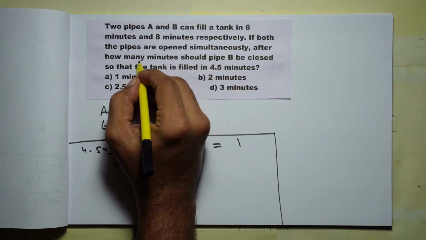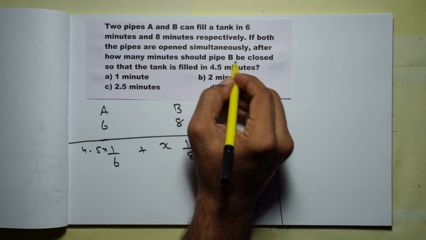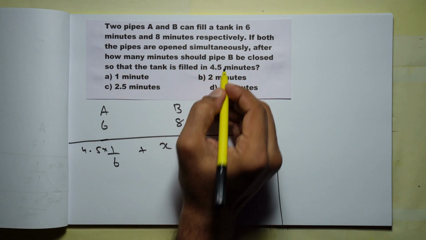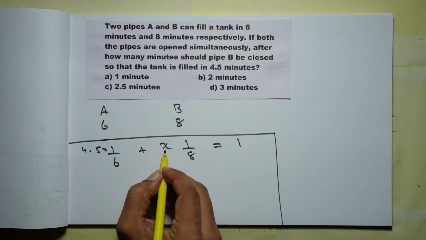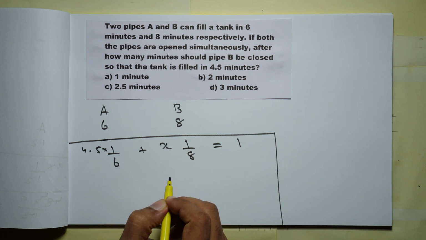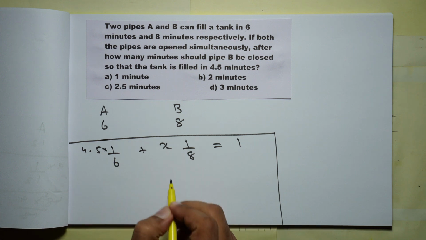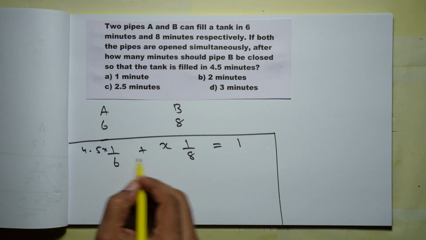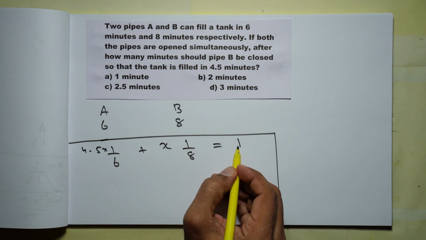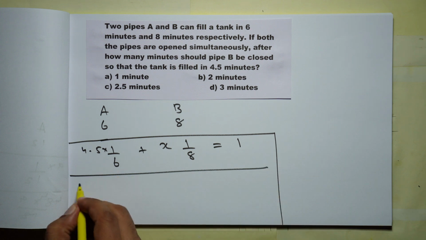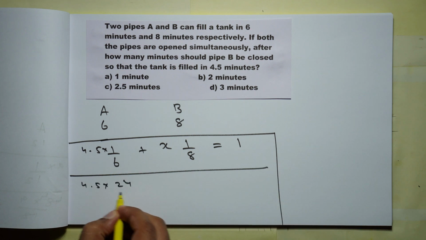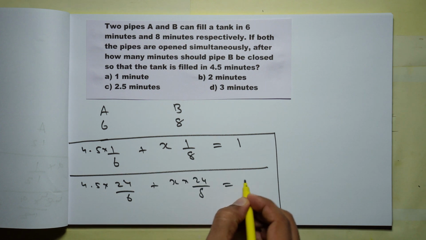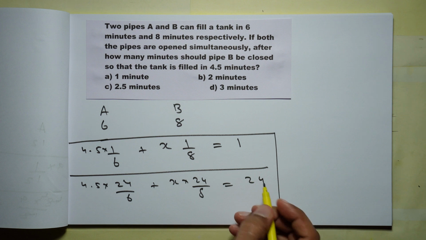Now the question is, after how many minutes should pipe B be closed so that the tank is filled in 4.5 minutes? So pipe B should work for X minutes, so pipe B should be closed after X minutes. So we'll just solve and calculate the value of x. Now the LCM of 6 and 8 is 24. So we'll multiply throughout by 24. So all the denominators will go off. So 4.5 into 24 by 6 plus x into 24 by 8, that is equal to 1 into 24, 24.